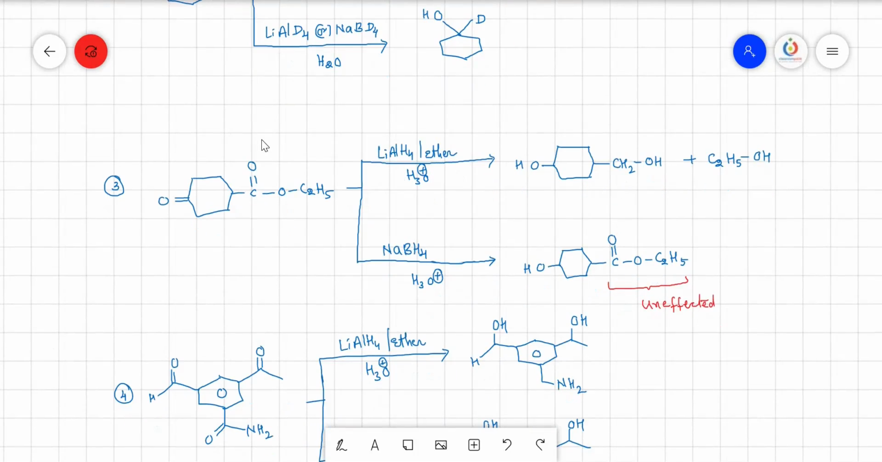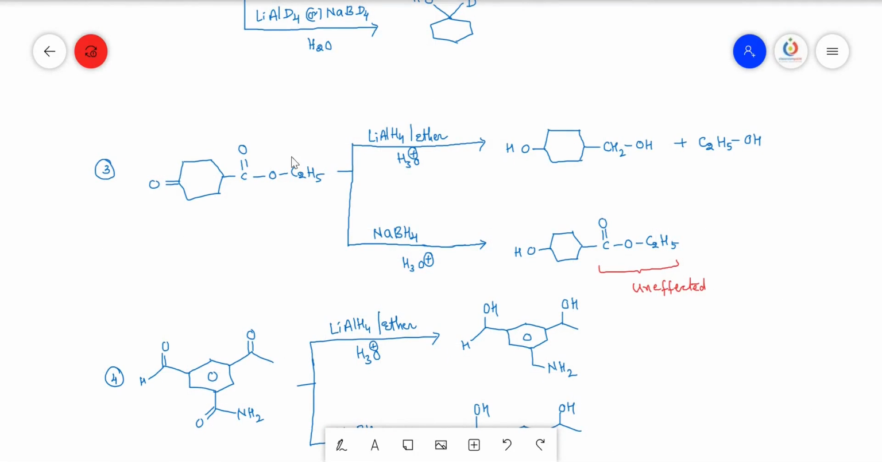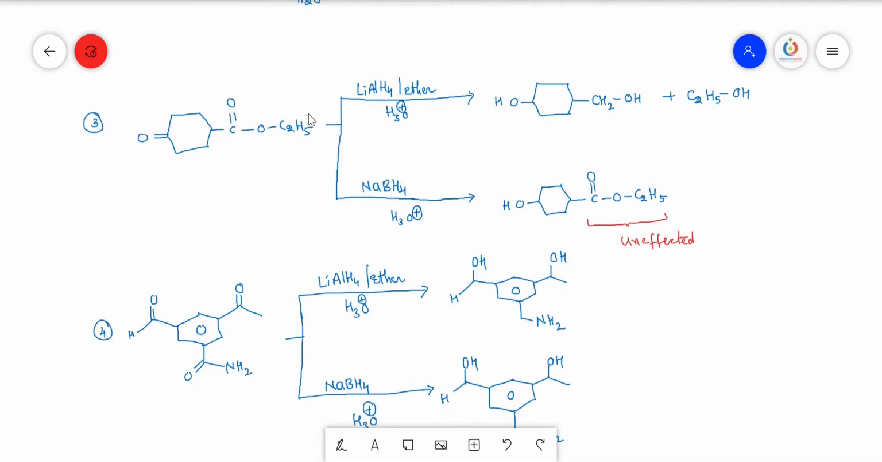Now let us take another important example. In this particular example, if you subject this compound to both of these reagents, lithium aluminium hydride reduces both of these functional groups, the ester and the keto group, to the respective alcohols like this. But when you use sodium borohydride, it will not affect the ester part, but affects only the keto part, so that this part is reduced to the alcohol and this is completely unaffected. So in this way you can protect one type of the functional group.